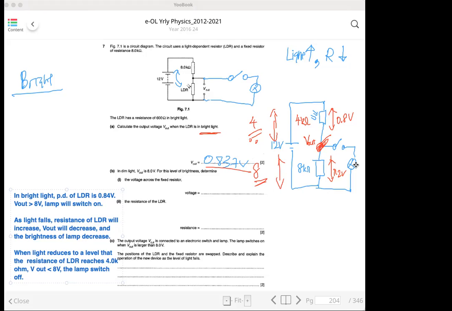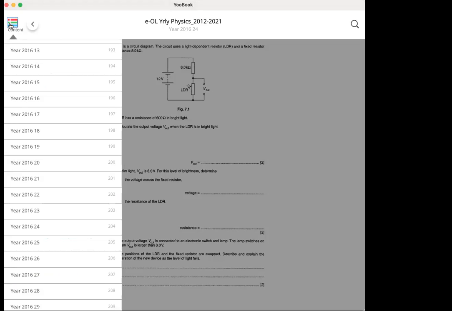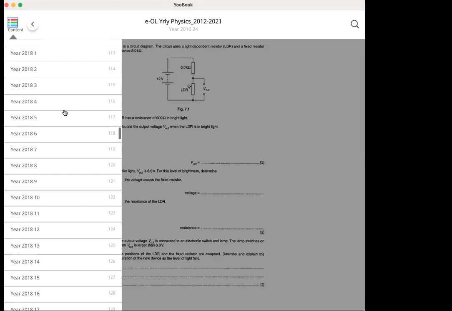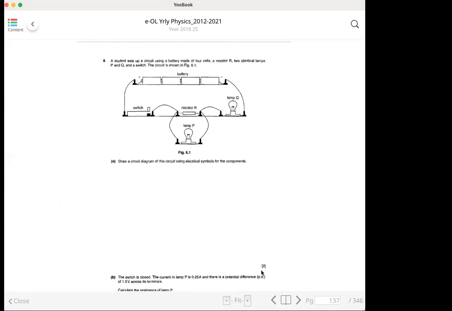Okay, if you are clear about this, give me a clap. I'm still not confident that you all know what's happening. Okay, let's continue. Oh, just nice.